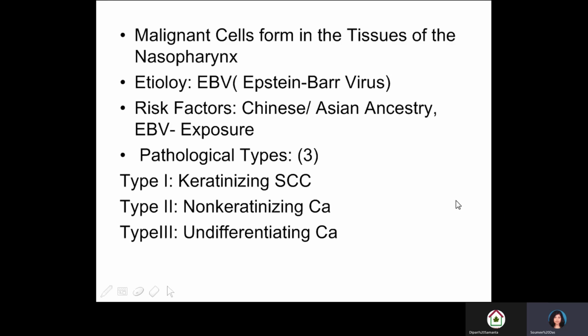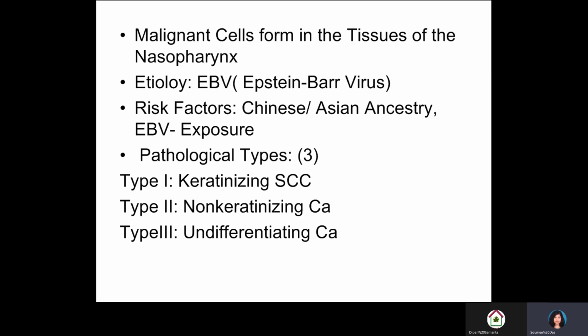Here, malignant cells form from the tissues of the nasopharynx. That means the inner covering, the inner epithelium of the nasopharynx, is completely covered by cancerous cells. This is the cytological or histopathological finding of nasopharyngeal carcinoma. The entire inner epithelium of the nasopharynx is completely replaced by malignant cells.